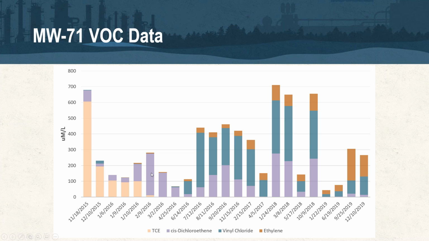Then we have our DCE being generated, vinyl chloride following, and that's been really the majority of the project, dealing with this DCE and vinyl chloride. But we are finally starting to see that come down to where we have very little cis, some vinyl, but we have continued strong ethylene generation with one application of the technology back in 2015.